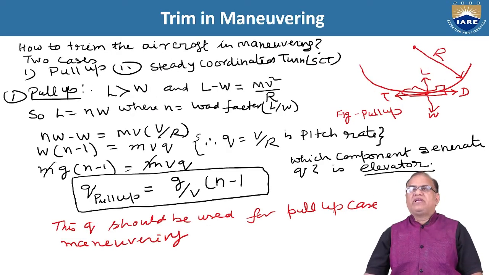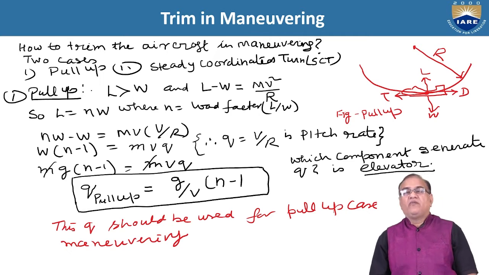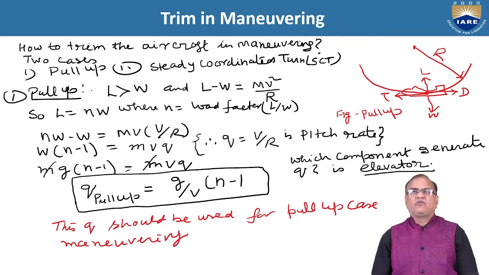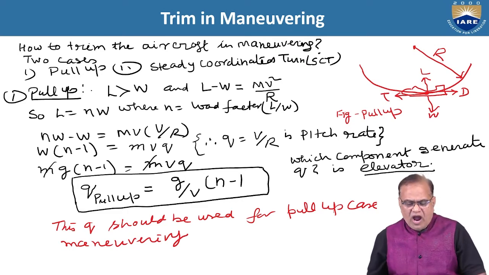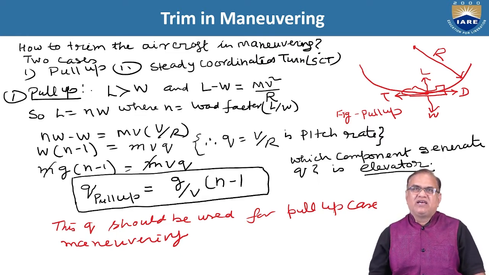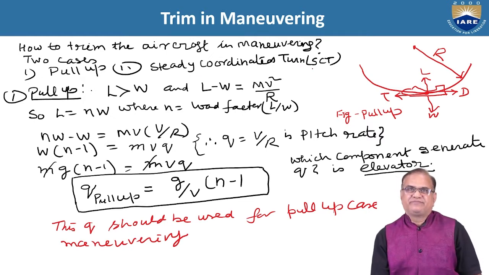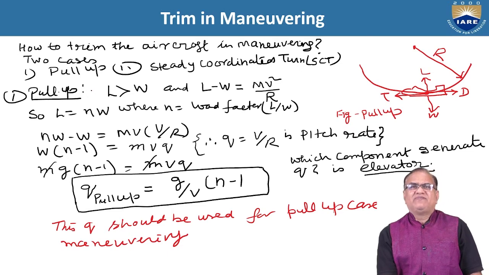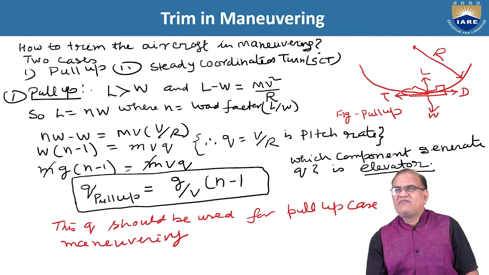So, trim in maneuvering. Now we have to talk about maneuvering, because today's topic is the maneuvering point. So we have to understand what maneuvering is and how to trim the aircraft in maneuvering. Here we have two cases. One is the pull up case, another is the steady coordinated turn. First we will take the pull up, and you can see the diagram here. The aircraft is here and it is trying to go upward along this curve. So we will have the radius R.